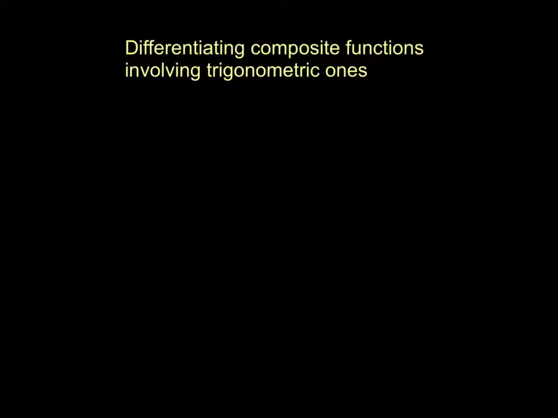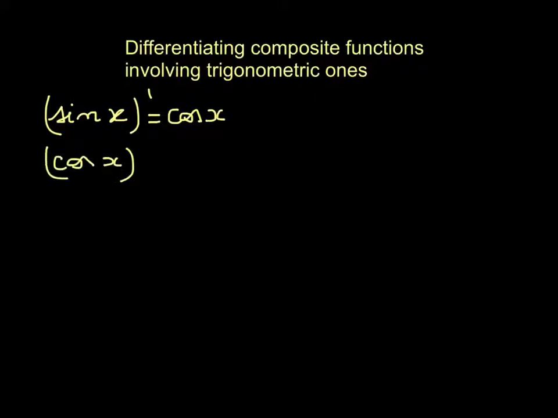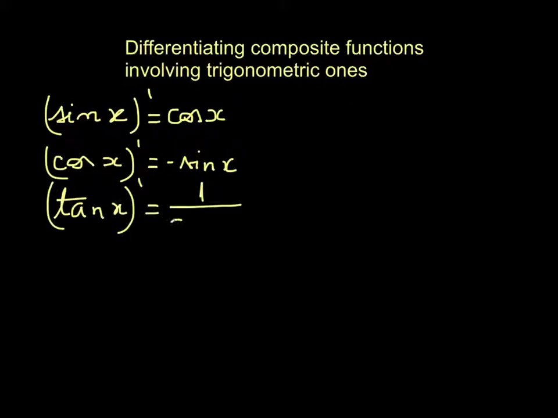Okay, we'll see how to use the chain rule with trigonometric functions. Remember that the derivatives that we learned involving trigonometric functions are the following. The derivative of sine x is cos x. The derivative of cos x is minus sine x. And the derivative of tan x is 1 over cos square x, or sec square x.